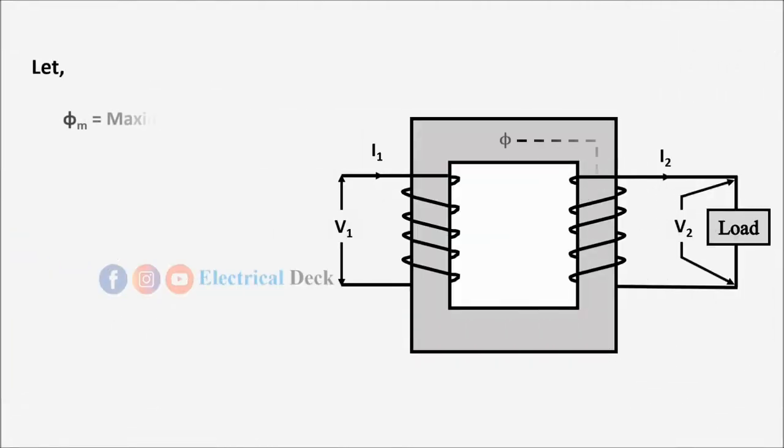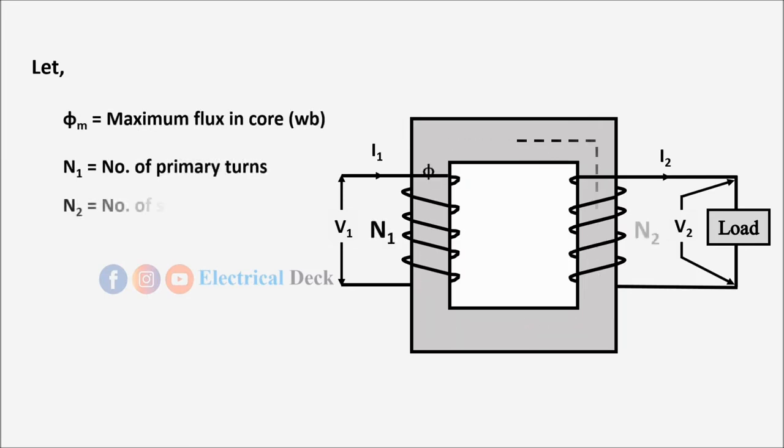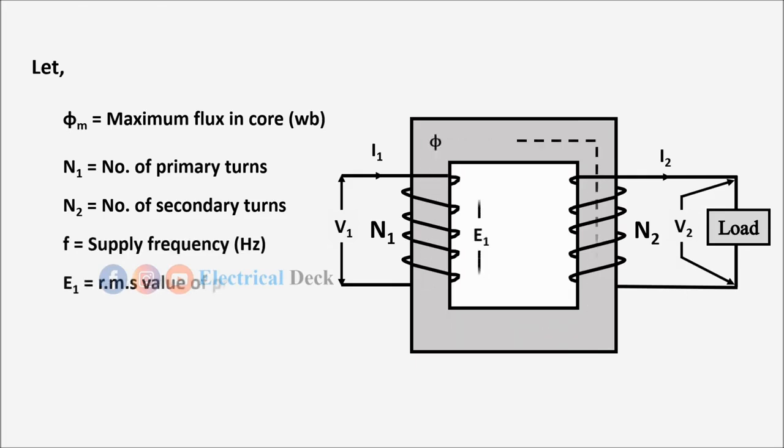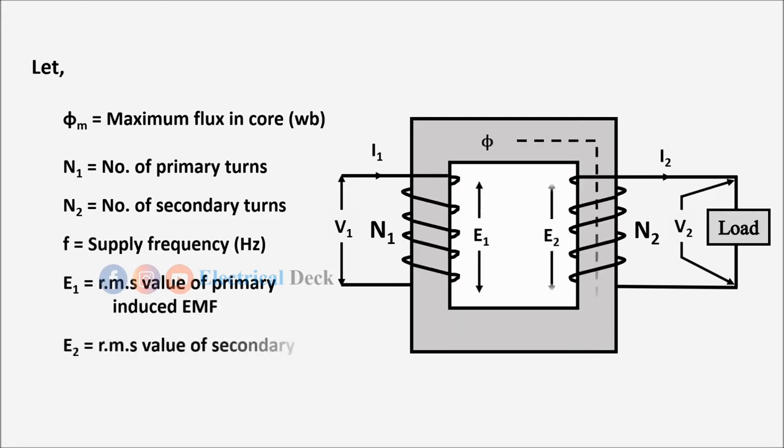Let phi m be the maximum flux in the core, N1 be the number of primary turns, N2 be the number of secondary turns, f is the frequency of the supply, E1 be the RMS value of primary induced EMF, and E2 be the RMS value of secondary induced EMF.